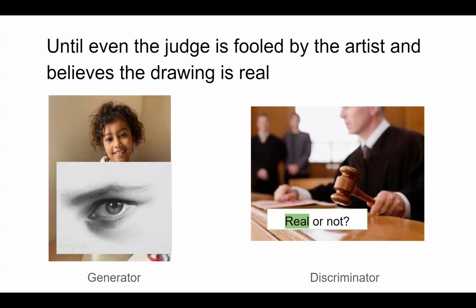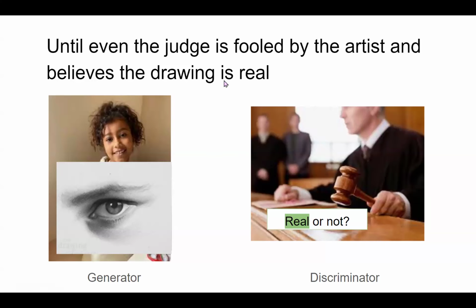So this scenario is kind of like how GAN works. So let's say the artist is the generator and the judge is the discriminator. The generator keeps generating media until the discriminator is fooled and believes that it was created by a human.